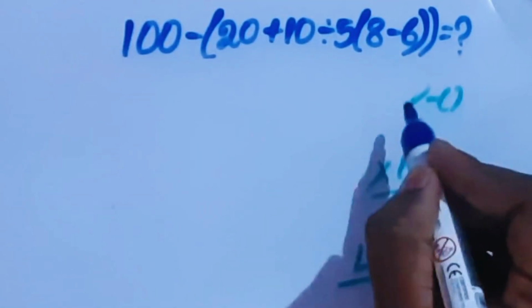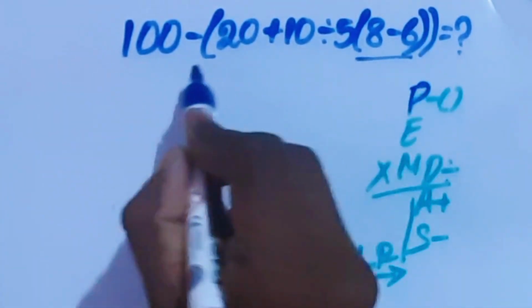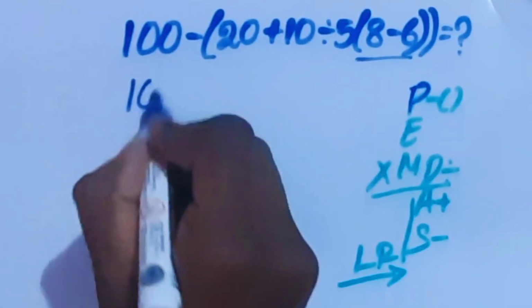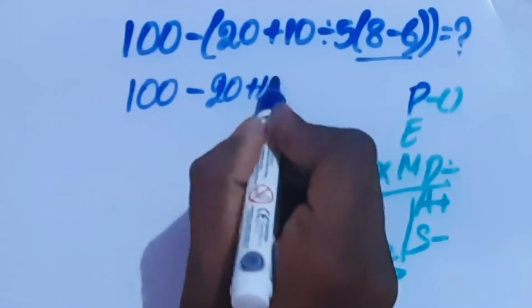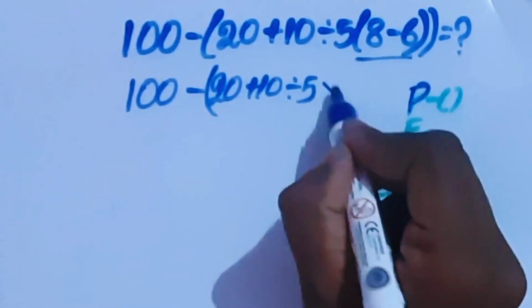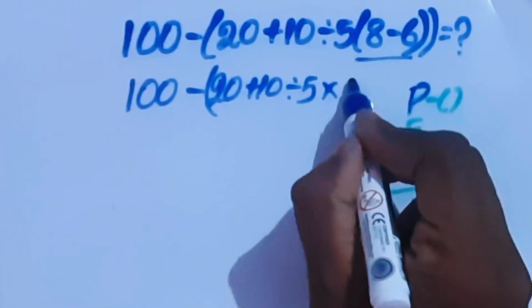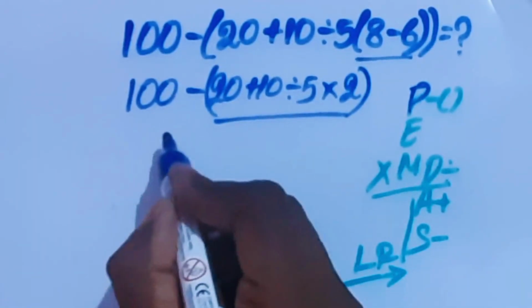Here, as per the PEMDAS rule, this bracket is higher priority. So we have to do this before the outside operations. So 100 minus (20 plus 10 divided by 5 times (8 minus 6) is 2). Now we have to complete this before this subtraction.